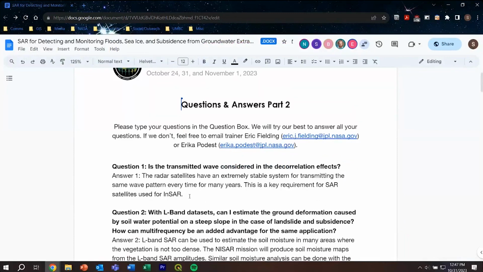The first question, is the transmitted wave considered in the decorrelation effects? Yes, the key thing about these radar satellites is they have a very stable system for transmitting the exact same wave pattern repeatedly over many, many years. So if that pattern were to change, it could cause decorrelation, but because these satellites are designed to have this very stable system, that is not a significant source of decorrelation.